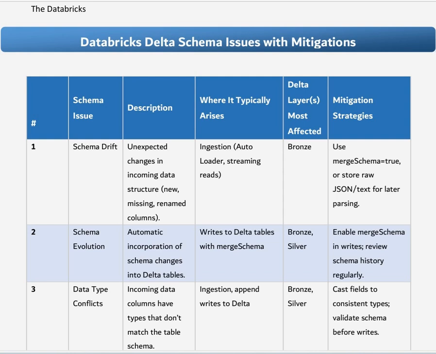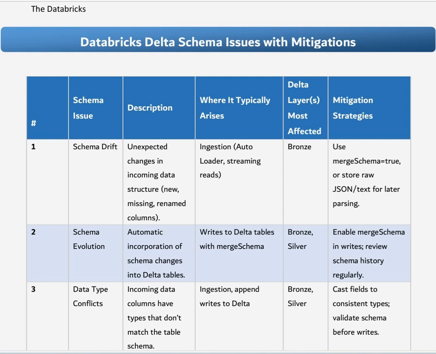All right, first up, schema drift. So imagine your incoming data just changes on you. Suddenly there's a new column you didn't expect. Or maybe one's missing or it got renamed. No warning. Just bam. Yeah, the unexpected guest, as you said. And typically this happens during ingestion, right? Especially if you're using things like Auto Loader or reading streaming data. It hits that bronze layer first, usually. That's where the raw, sometimes unpredictable data lands.